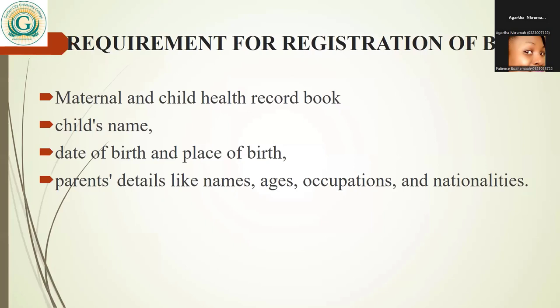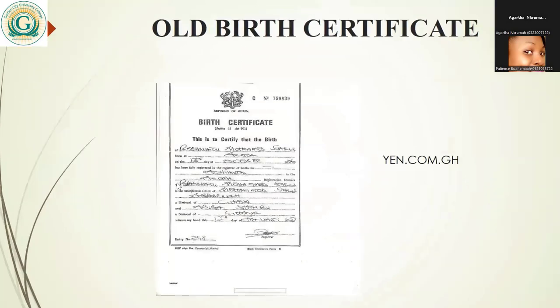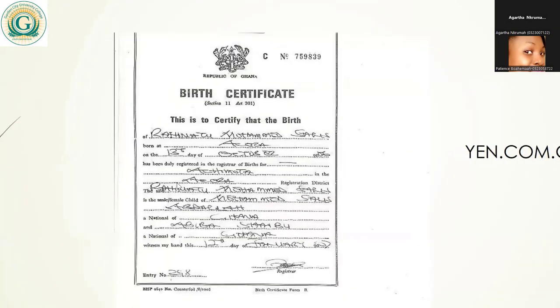Then the parents' details, like the names, age, occupation of the mother, and the nationalities. As we know, if you are born in Ghana and your mother is a Ghanaian, definitely this child is also a Ghanaian. And we have a copy of the old birth certificate. This old one wasn't biometric. It was just a written document given to the mothers. And when it gets missing, that is all. There is no way to retrieve your information. But we have the new one.